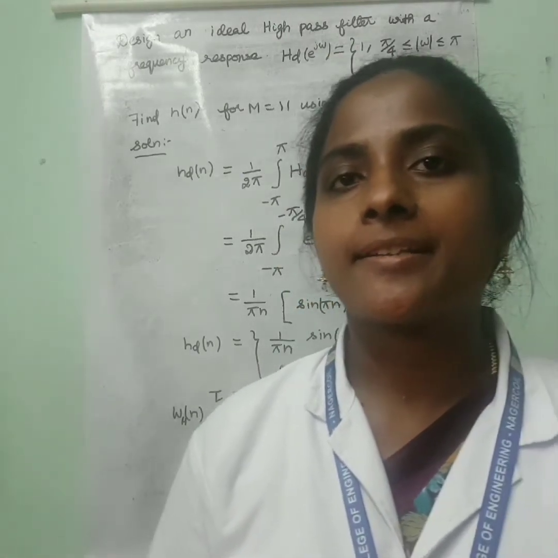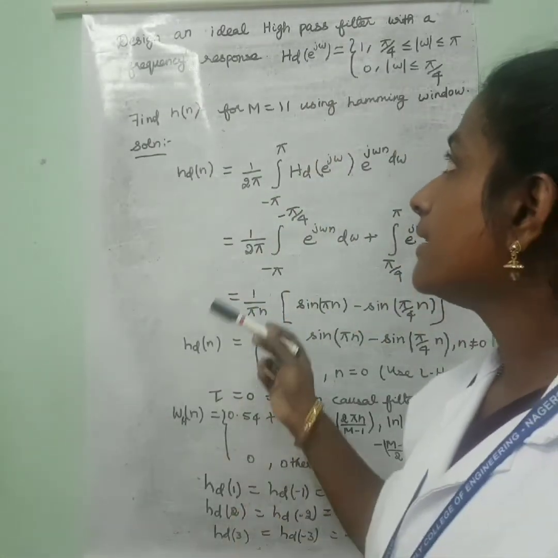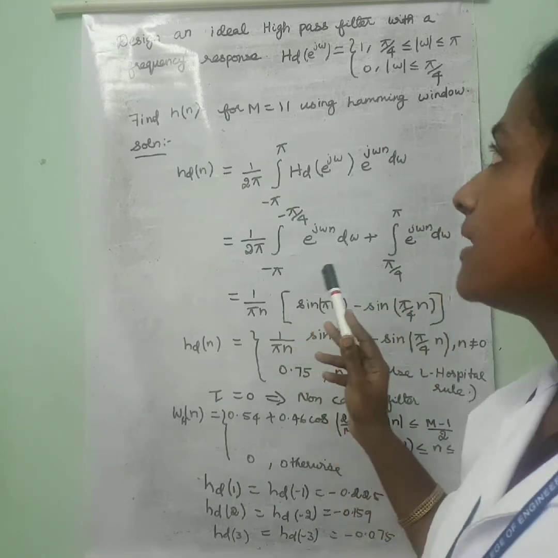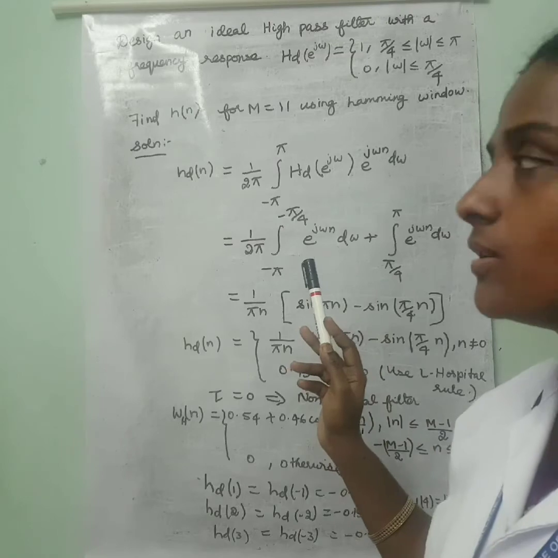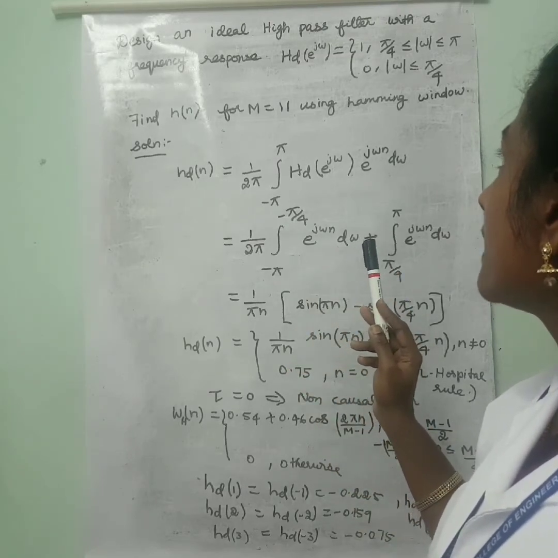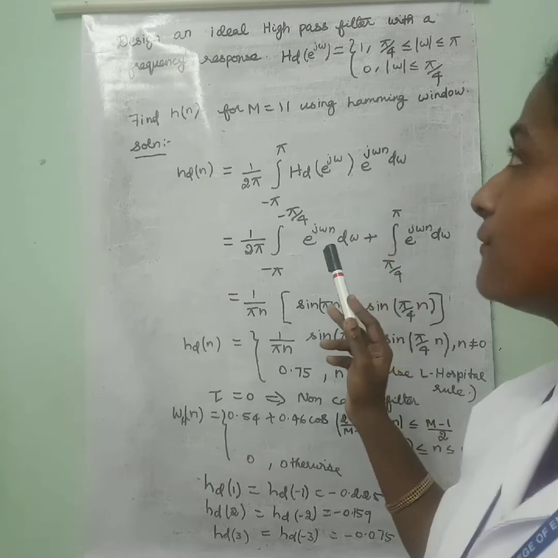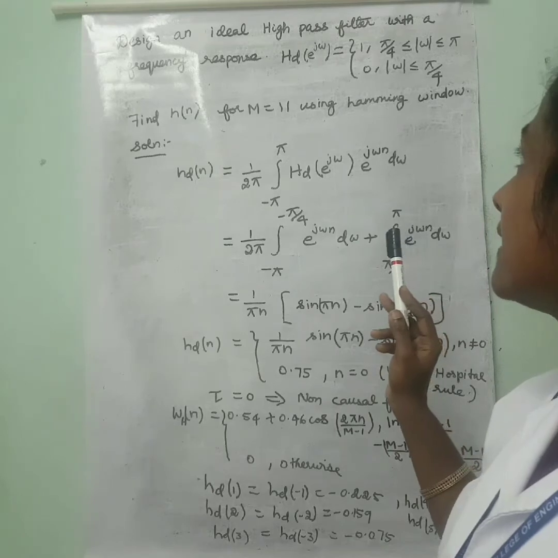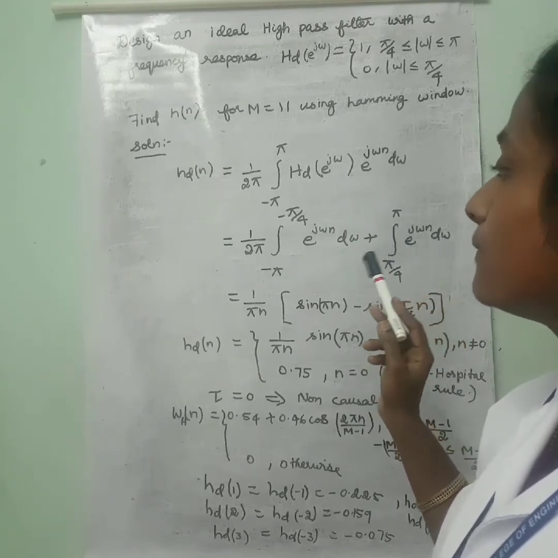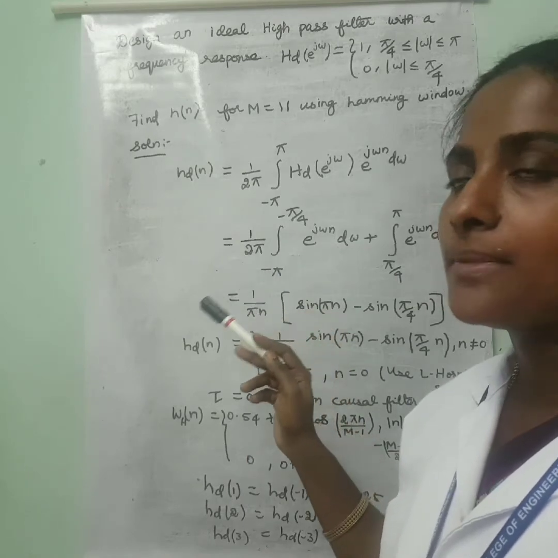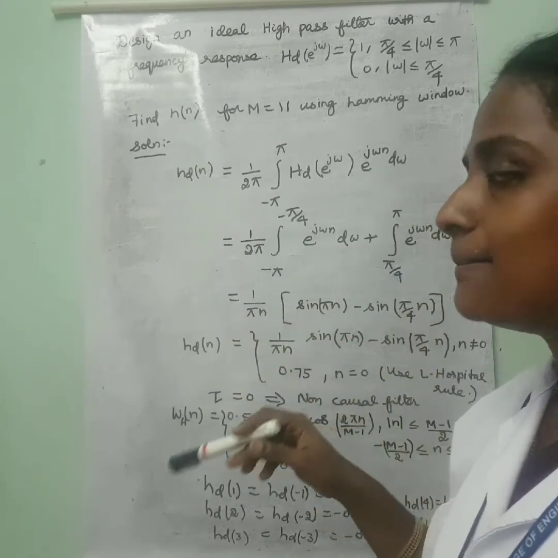Today we can see another problem in windowing method. The question is, design an ideal high pass filter with a frequency response Hd of e power j omega equal to 1 for modulus of omega from pi by 4 to pi, and for modulus of omega less than or equal to pi by 4, that value is 0. Find h of n for M equal to 11 using Hamming window.